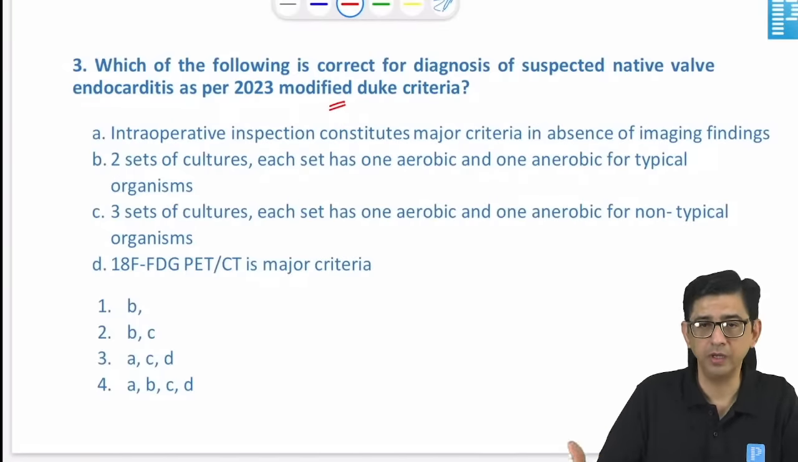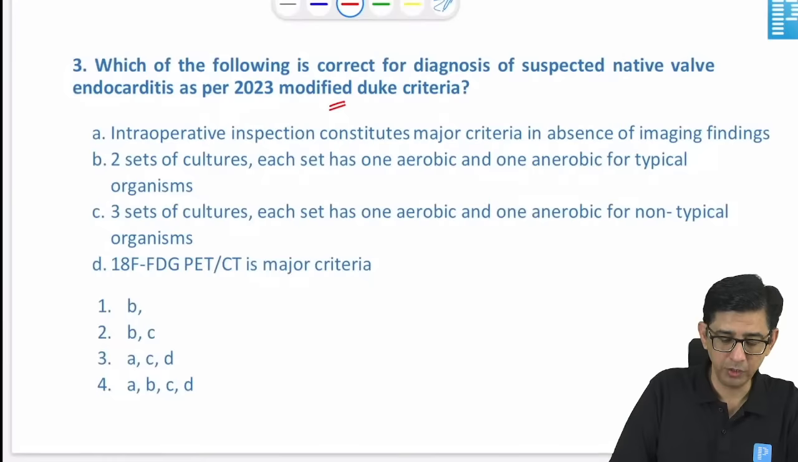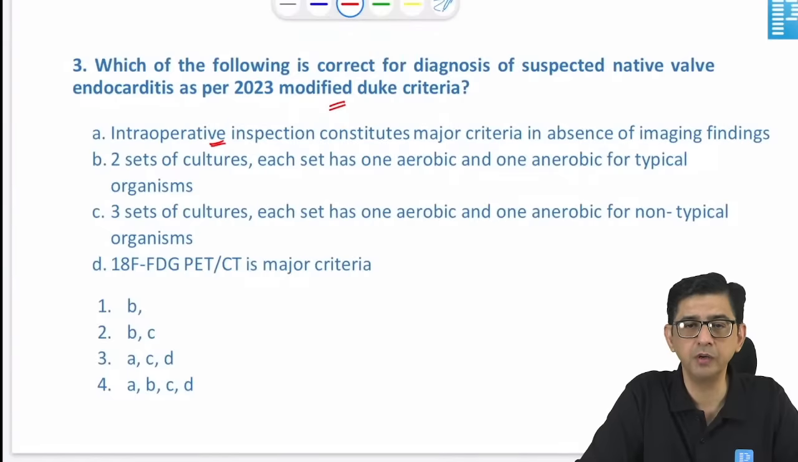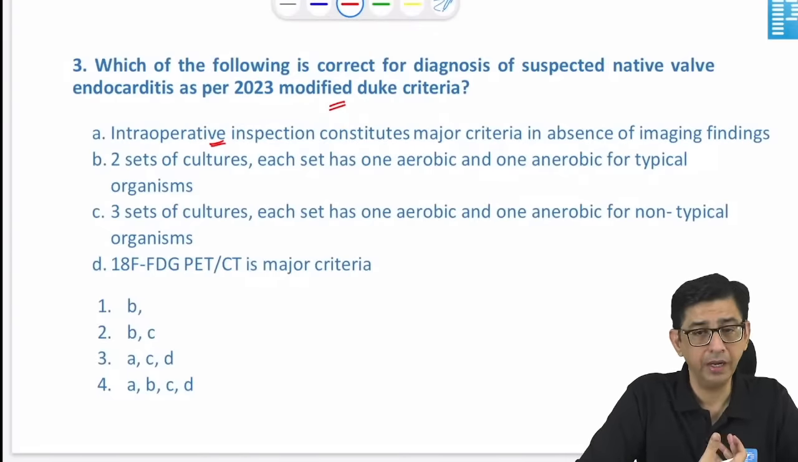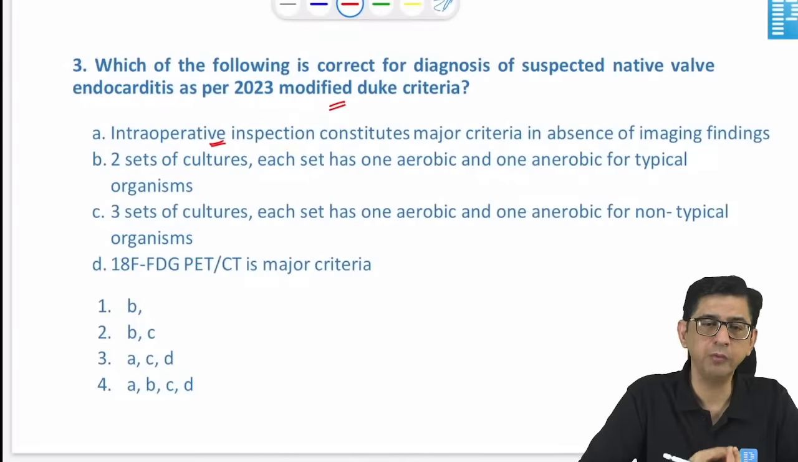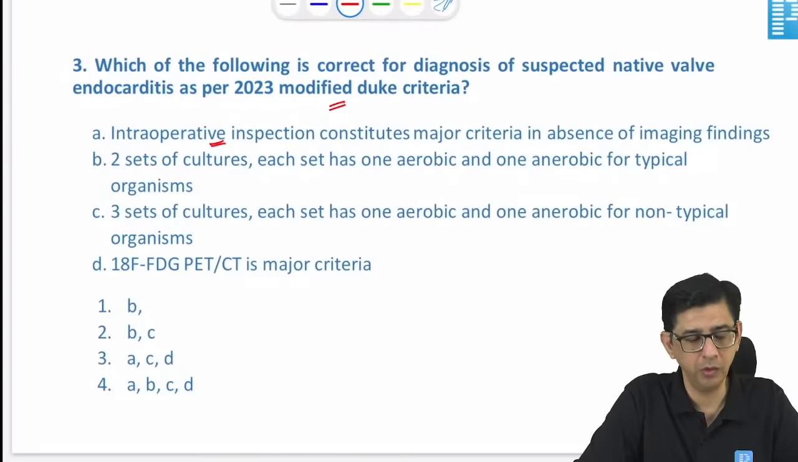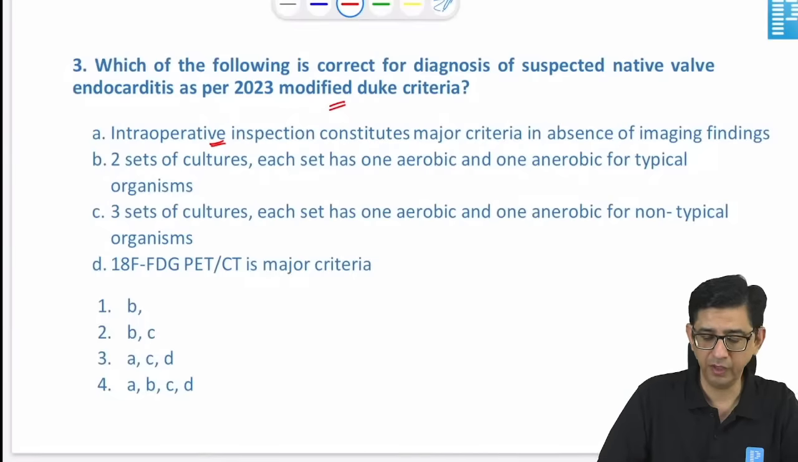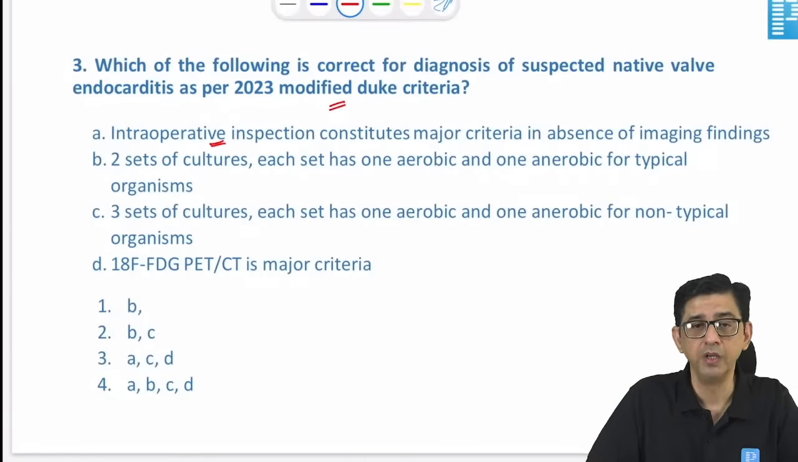Guys, in the major criteria, they've added a new thing, which is intraoperative inspection. For example, a patient is undergoing some kind of cardiac surgery, like a valve replacement surgery itself, or any kind of cardiac procedure is being done on the patient, and the cardiothoracic surgeon at that point of time finds that there is damage to the valve. So intraoperative inspection is now a part of the major criteria for diagnosis.